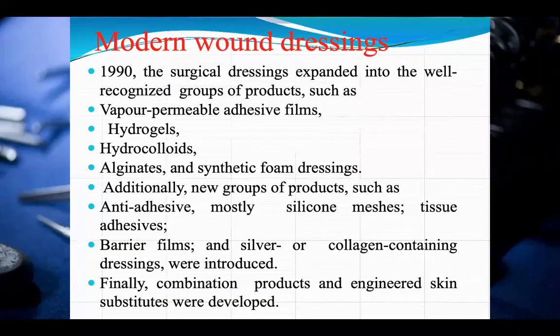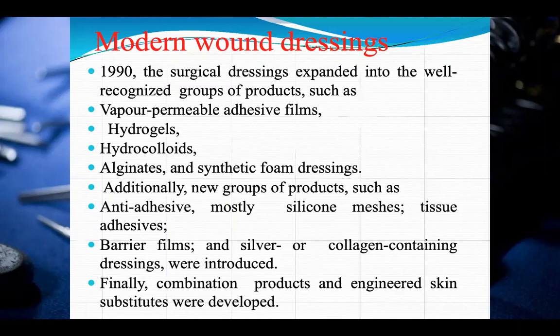Nowadays, there are modern wound dressings. In 1920, surgical dressings expanded into a well-recognized group of products, such as vapor-permeable adhesive films, hydrogels, hydrocolloids, alginates, and synthetic foam dressings. Additionally, new groups of products were introduced, such as anti-adhesives, mostly silicone meshes, tissue adhesives, barrier films, and silver- or collagen-containing dressings.